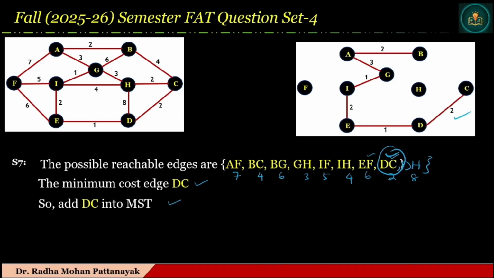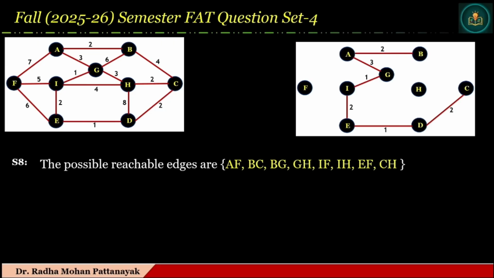So in the next processing, we will calculate all the edges from A. Only one edge is there, AF, because AB and AG are processed. From B, two possible edges are BC and BG. From G, that is GH. From I, that is IF and IH. And from E, that is EF, only one. Then from C, that is CH. And from D, DH is also there.